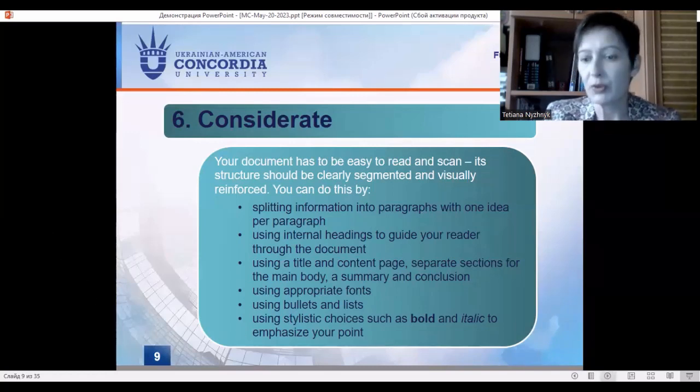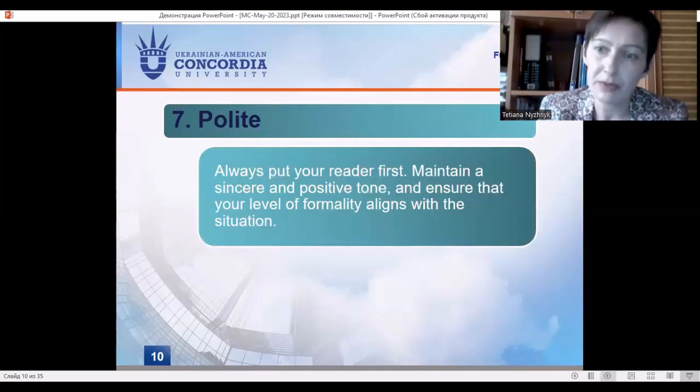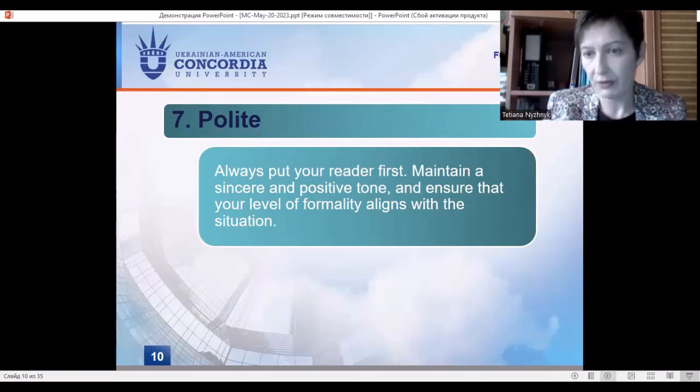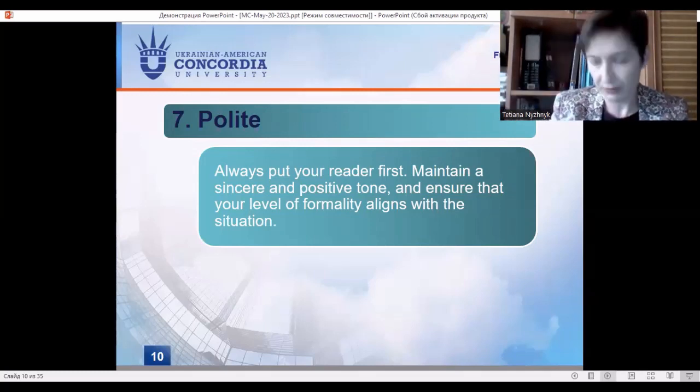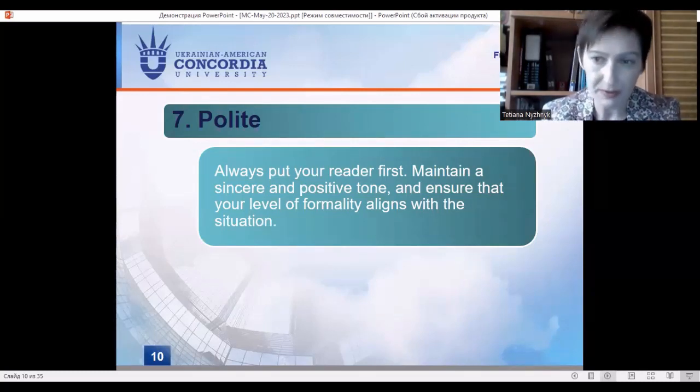Now let's move on to point number 7, which is courtesy or politeness. This principle realizes itself on several levels. Always put the reader first, that is, visualize the reader who is going to look through the document, and try to show as much respect to him or to her as possible. You have to be sincere, you have to be positive, you have to use polite formulas, but of course not too many of those. You have to be very careful with the vocabulary and the language you use.